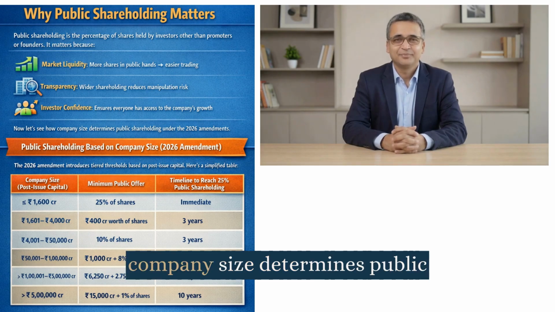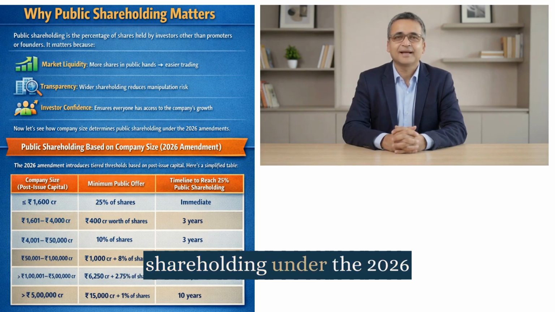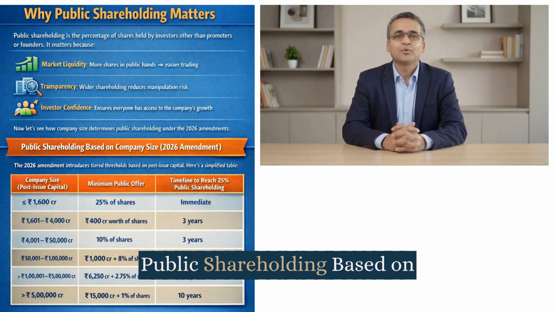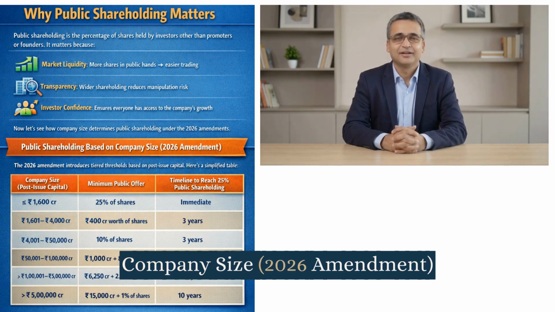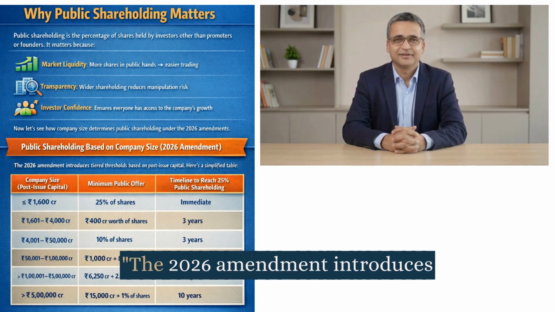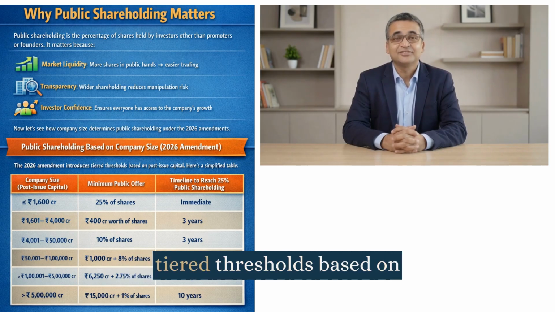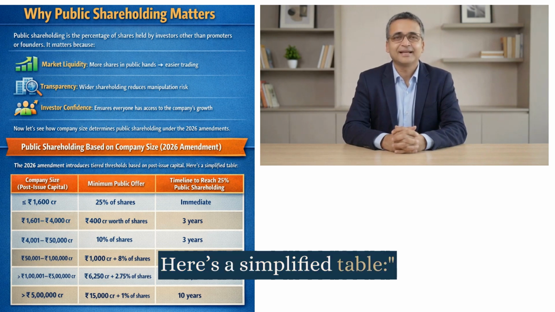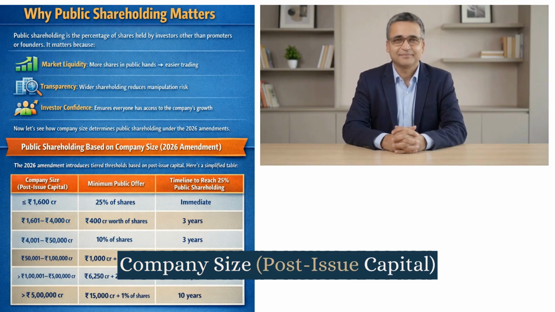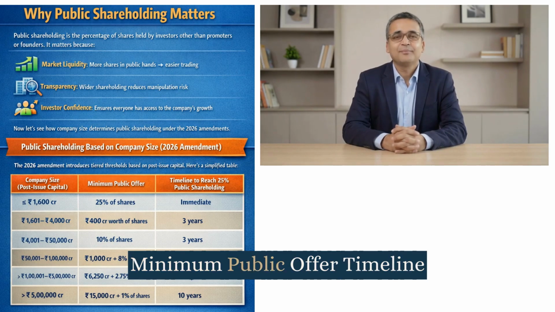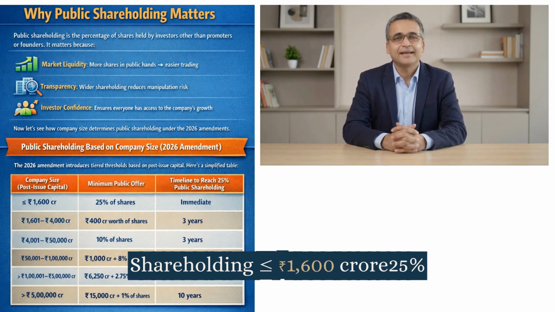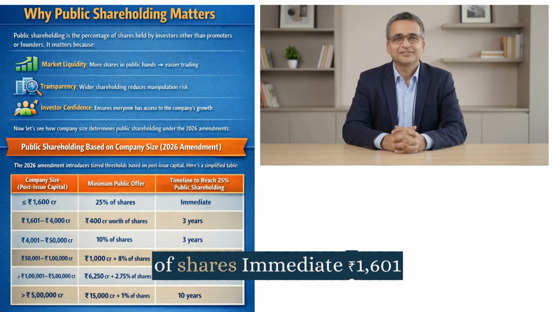Now let's see how company size determines public shareholding under the 2026 amendments. 3. Public shareholding based on company size, 2026 amendment. The 2026 amendment introduces tiered thresholds based on post-issue capital. Here's a simplified table: company size, post-issue capital, minimum public offer, timeline to reach 25% public shareholding. Smaller than or equal to 1,600 crore rupees: 25% of shares.